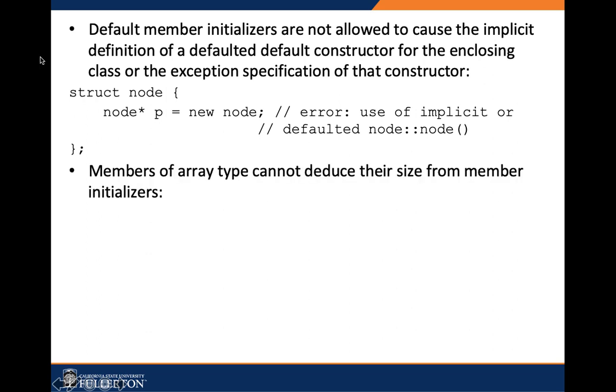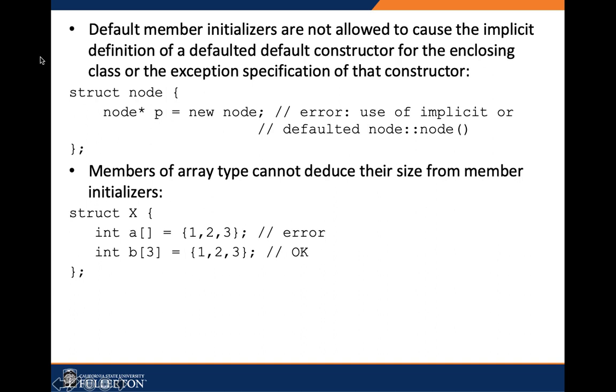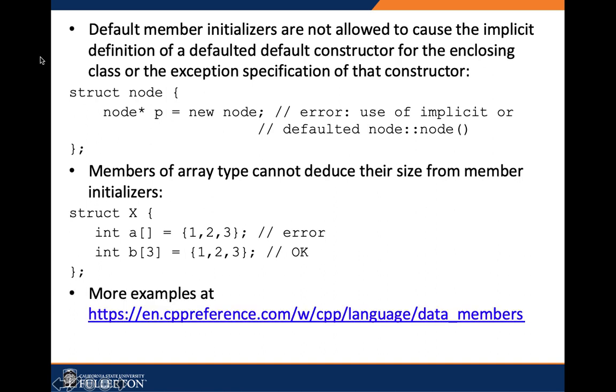Members of type array cannot deduce their size from a member initializer. Let's say that we have another struct X, and it has 2 data members, array A, which has 3 values 1 to 3, and array B, which has 3 values 1 to 3. Int A and no size will give an error because it cannot deduce the size from the initializer. But the second data member B is okay because we declare the size to be 3. You can find more examples at cppreference.com, and the link is provided.